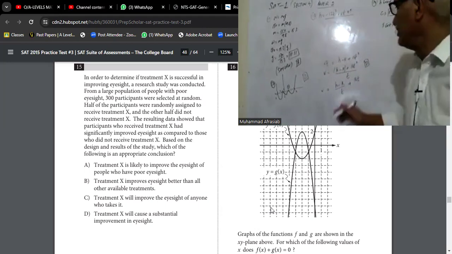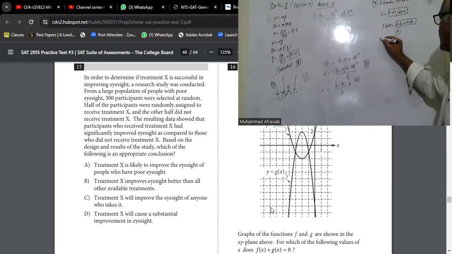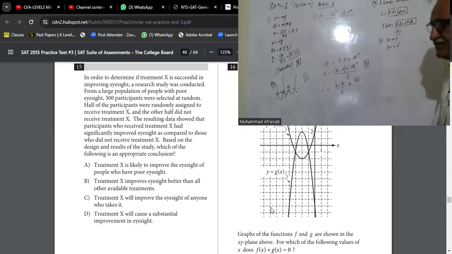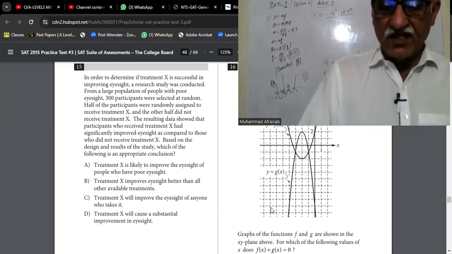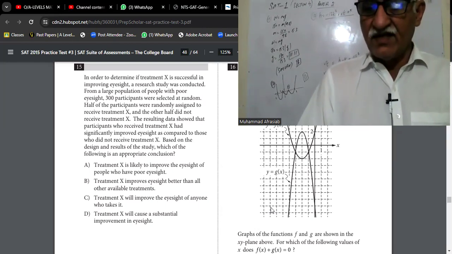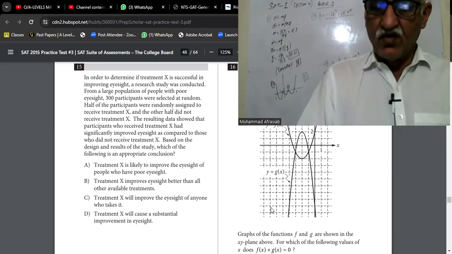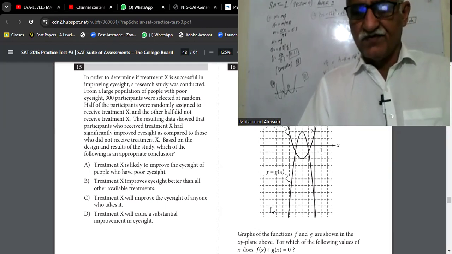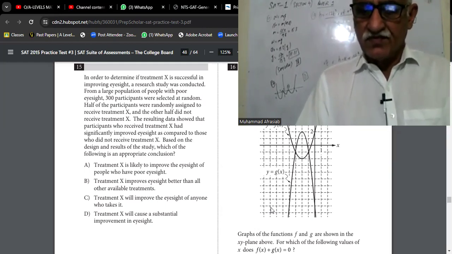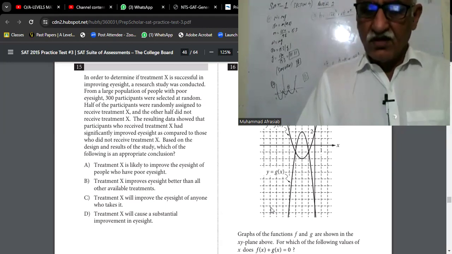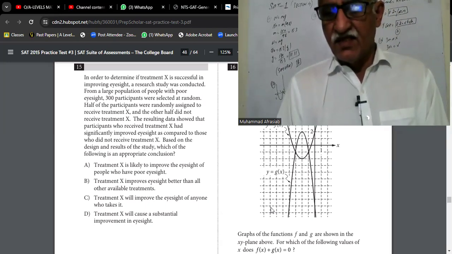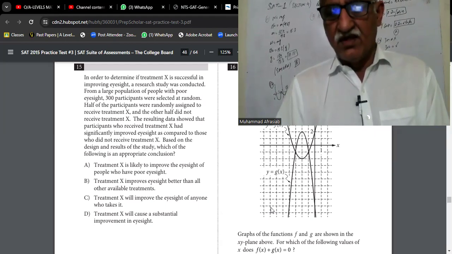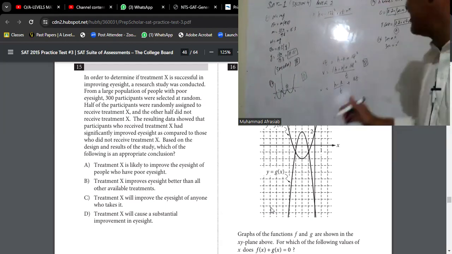Because there are 300 used for this X and 300 not using this X. The treatment, now the four statements are there. Choice A: Treatment X is likely to improve the eyesight of those people who have poor eyesight. So this statement is true for this choice.